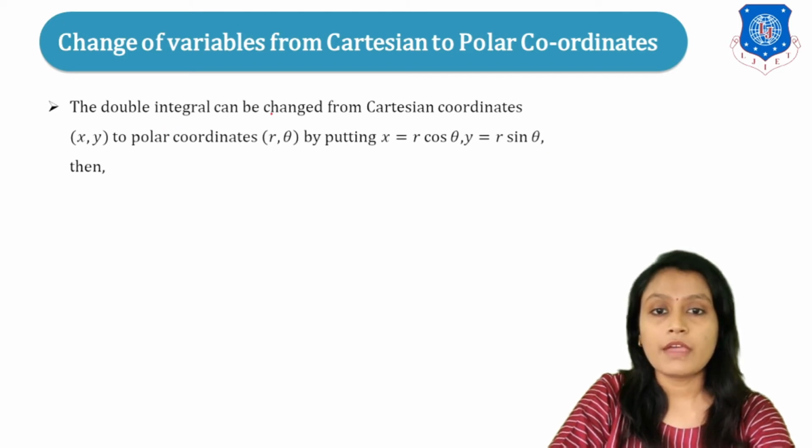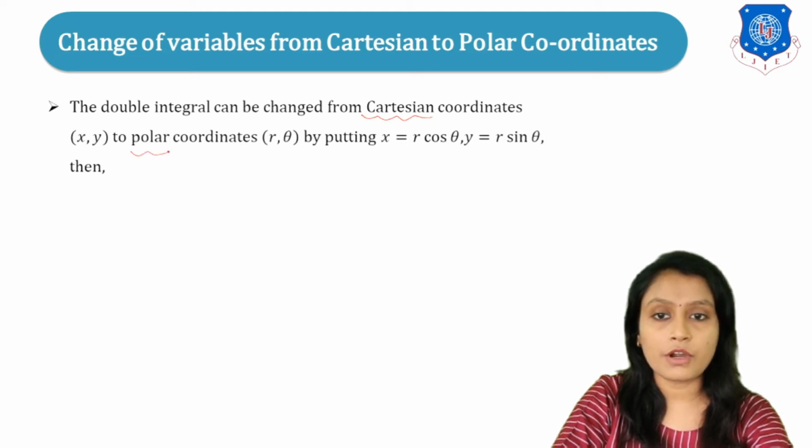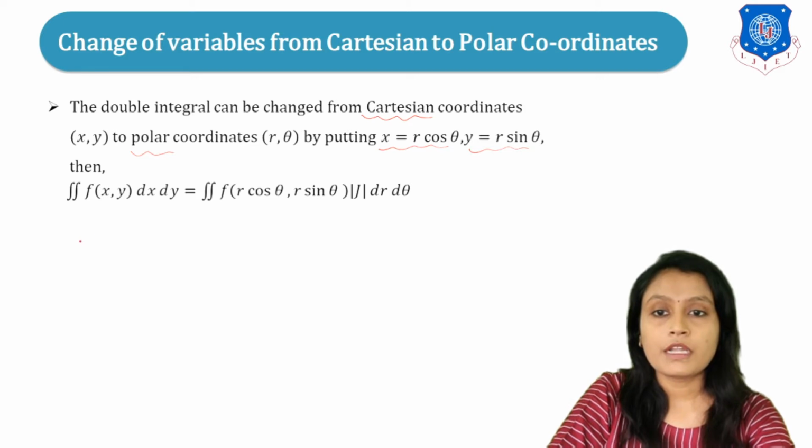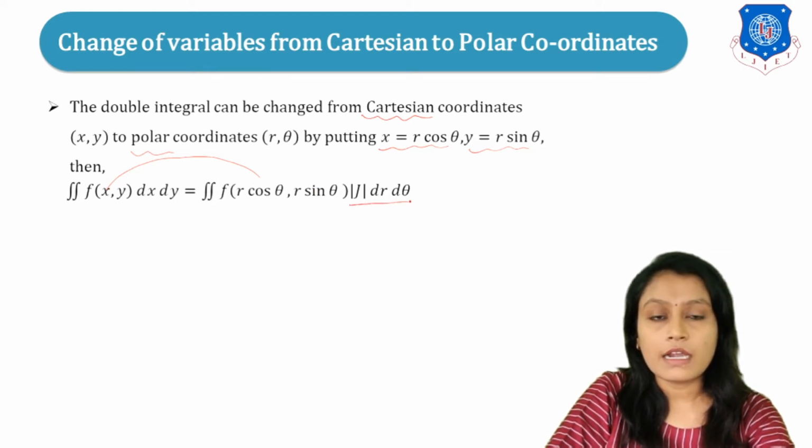Okay, so whenever we want to change the coordinates from Cartesian to polar coordinates, we will substitute x equals r cos theta and y equals r sin theta. So what you will get: double integration f of x, y dx dy equals double integration f of r cos theta, r sin theta. Here in place of x we substitute r cos theta and in place of y, r sin theta, into mod J dr d theta.